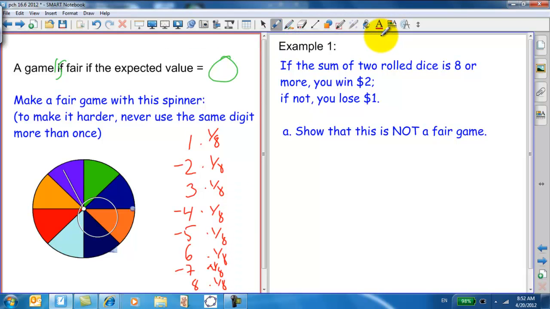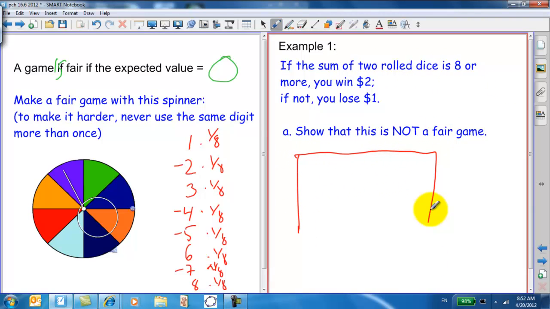Now, example 1. If the sum of two rolled dice is 8 or more, you win $2. If not, you lose $1. Show that this is not a fair game. Well, if you roll 2 dice and the sum is 8 or more, let's look at our dice chart again.